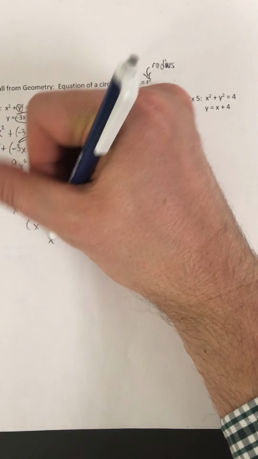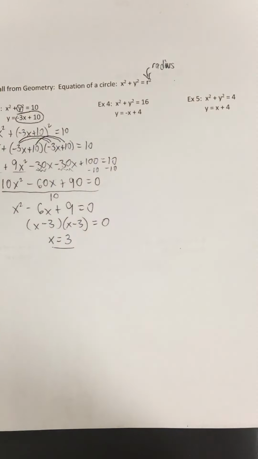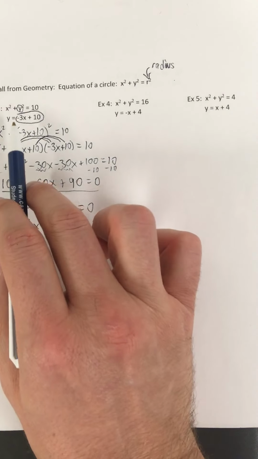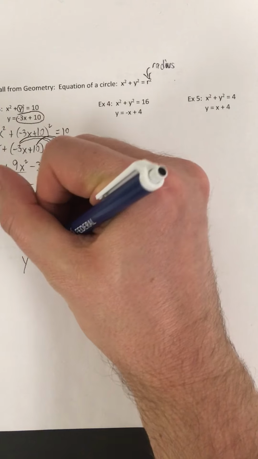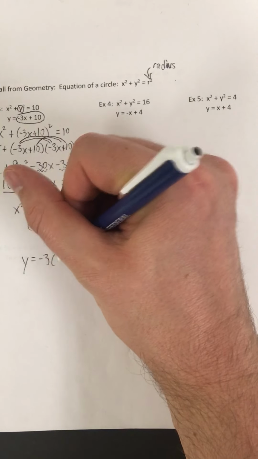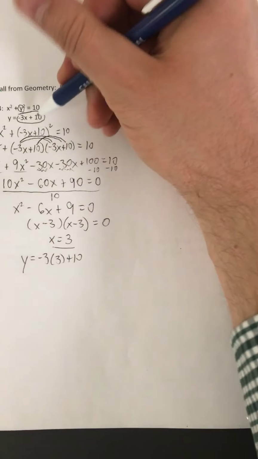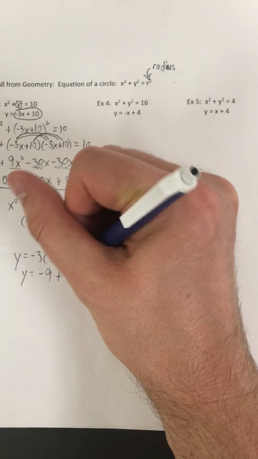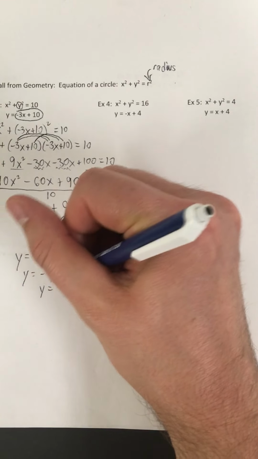So I only get one answer to this: x equals 3. That's the x number. Now how do you find the y number? You go back and plug that 3 in for the x. So y equals negative 3 times 3 plus 10. I'm just plugging it into that second equation. So y is going to equal negative 9 plus 10, which is positive 1.